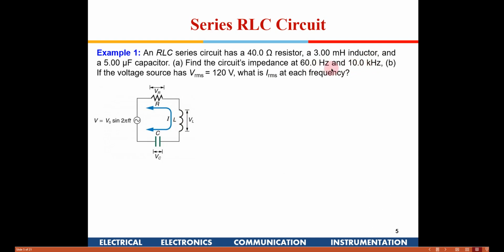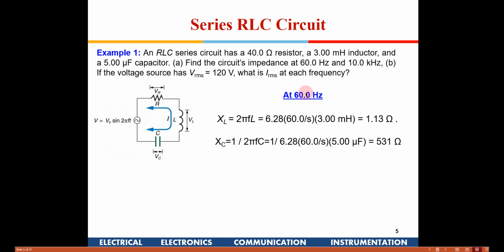So in the question we are trying to find the impedance at two different frequencies, and if the voltage source RMS is given as 120 volts, what is the IRMS? So VRMS is given as 120. It's not V0, like I told in the morning tutorial. V0 in this particular case would be the peak voltage, because this is a time domain representation. So VRMS is given as 120 volts here.